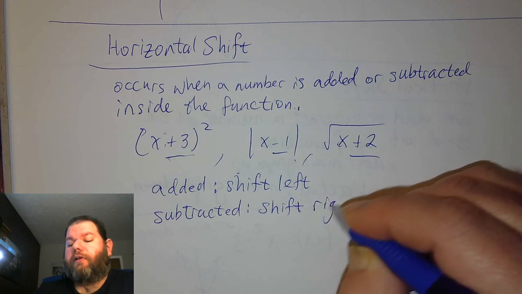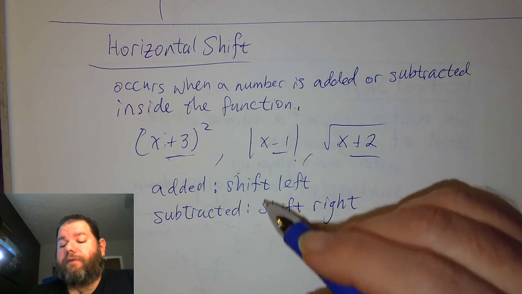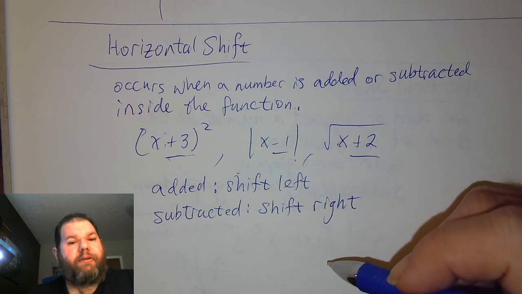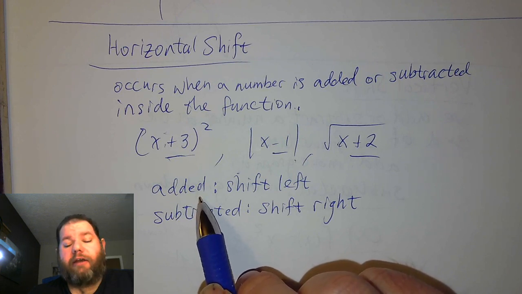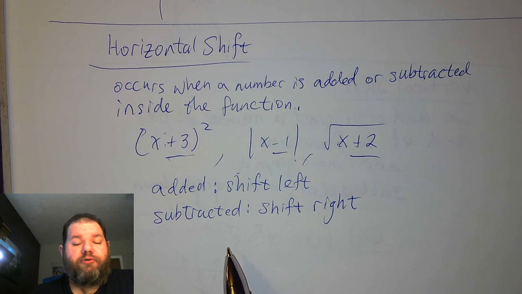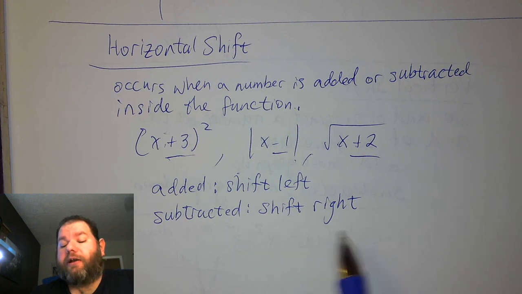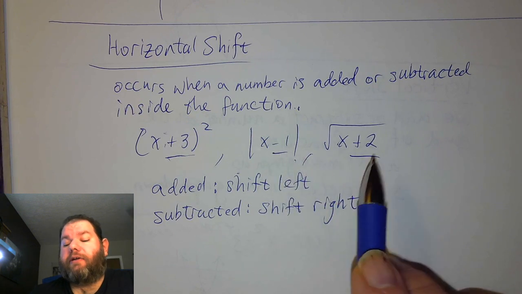This one is a little bit more counterintuitive. It's basically our shifting is opposite of where we expect it to be. Added, we think, would be moving to the right, but actually it moves us left in this case. And similarly, subtracted is actually moving us to the right. So this is a shift left, right, and left.